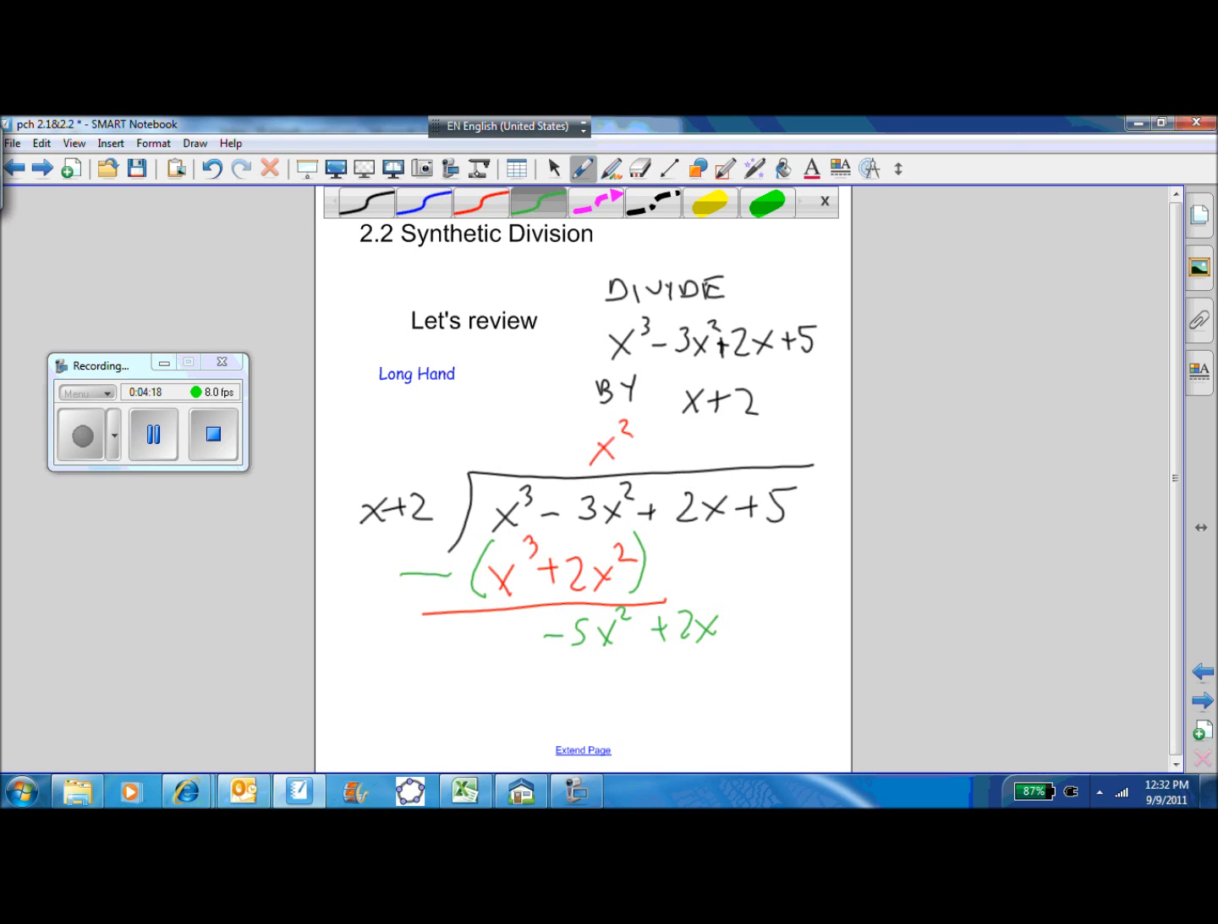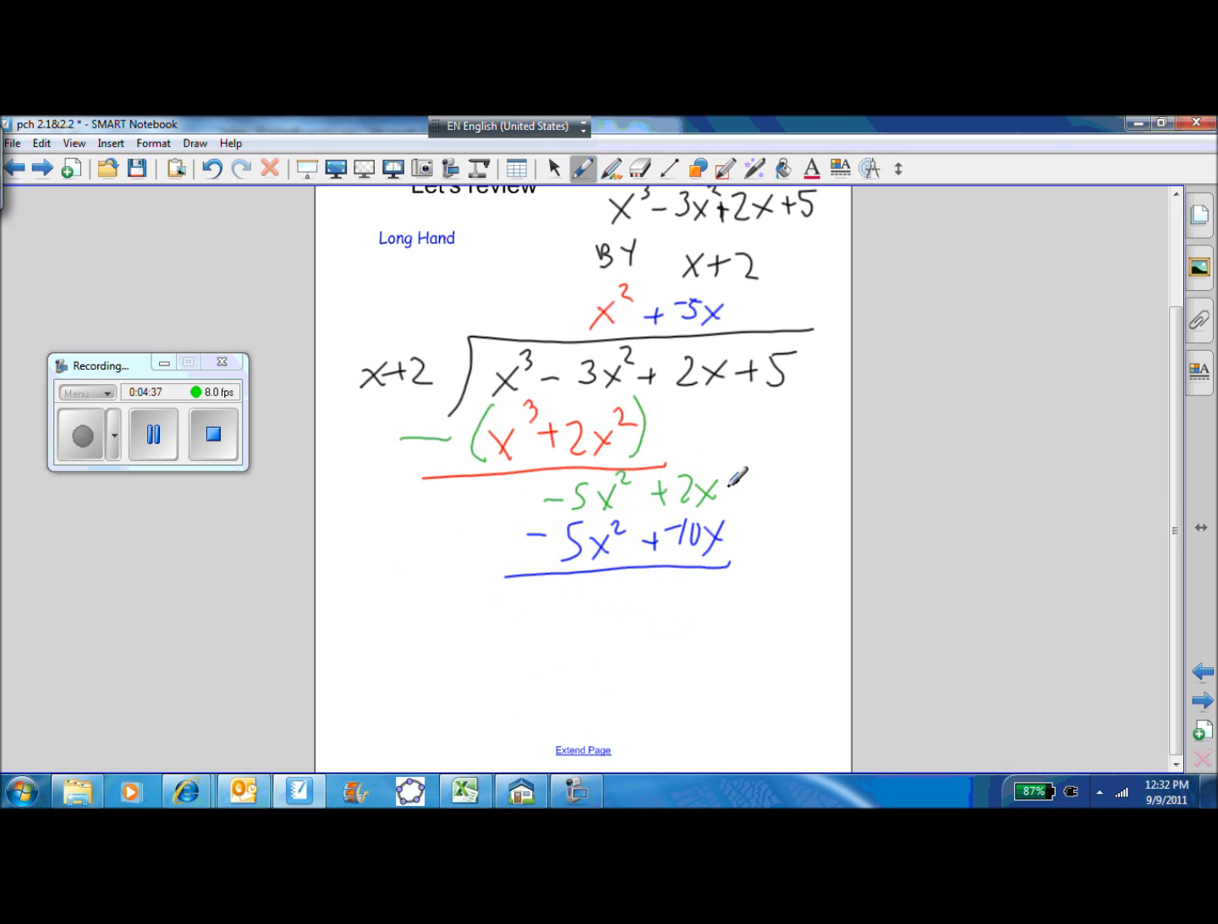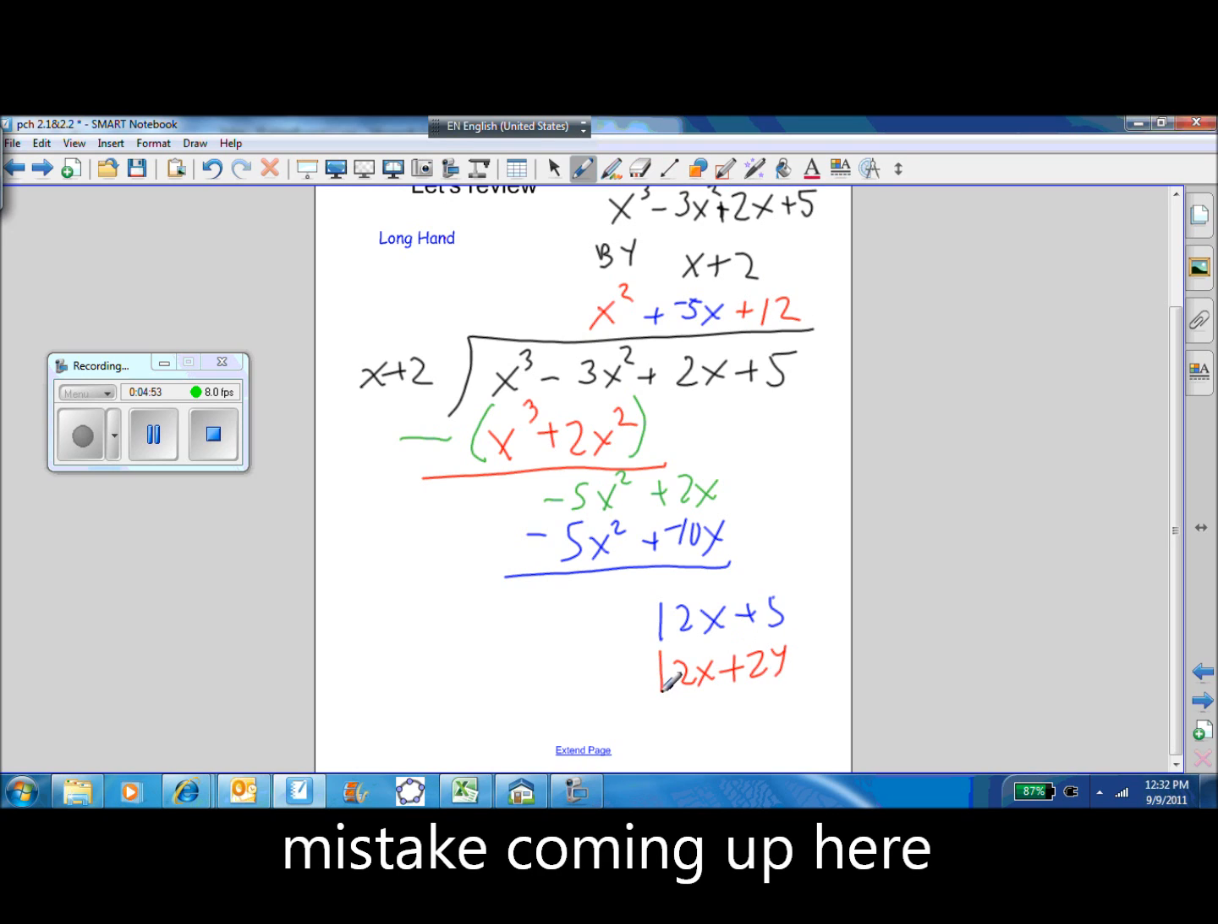Now let's look at our next one. To get from x to negative 5x squared, we did negative 5x. Now multiply both those by it, negative 5x squared plus negative 10x. When you subtract, these fall out again, and you actually get a 12x here, because it's 2x minus a negative 10x. Bring down the 5, and now we'll finish up with a 12 plus 12 to make 12x plus 24. And you see we have a remainder of 24.